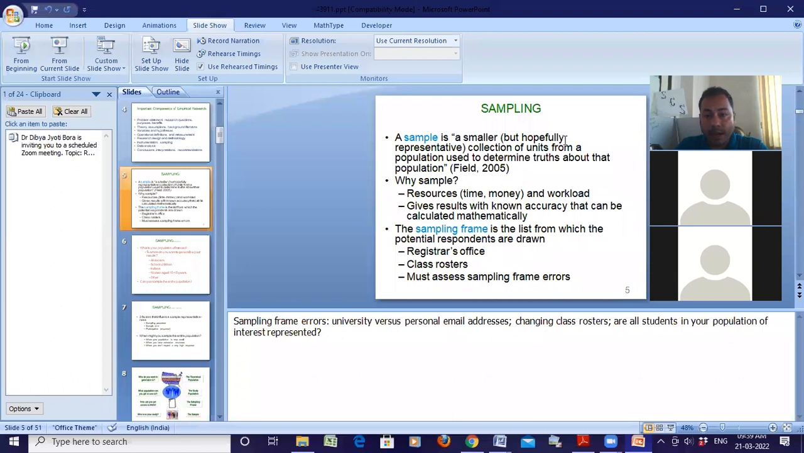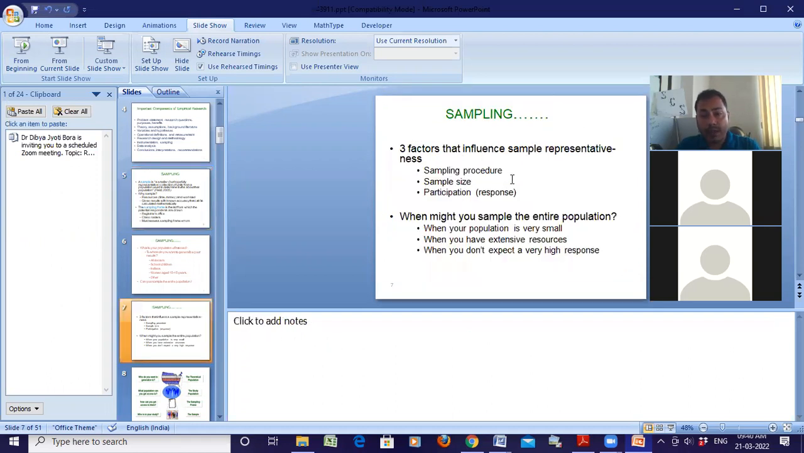So sampling, I think you don't need further definition. Sample is a smaller collection of units from a population used to determine truth about that population. Then why sample? Because accuracy will be increased if you study those smaller units rather than going to that big data set, right? Then as I have said, three factors that influence this sampling are the procedure by which you are going to do this sampling, then sample size, then participation.